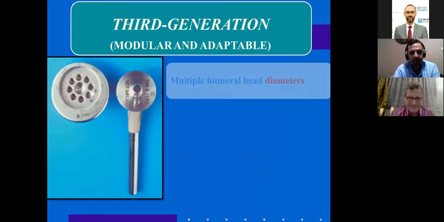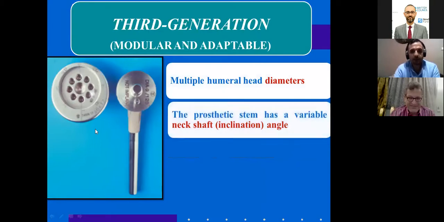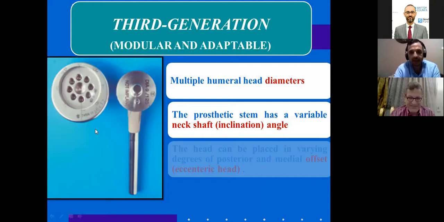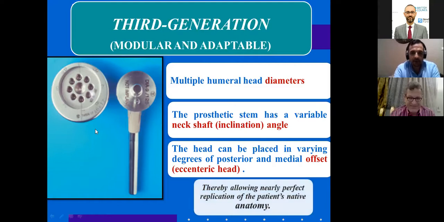So we have multiple head diameters. The prosthesis stem has variable neck shaft angles, inclination, and also the head can be placed in varying degrees of posterior and medial offset. So we have an eccentric head, thereby allowing a nearly perfect replication of the patient's native anatomy.